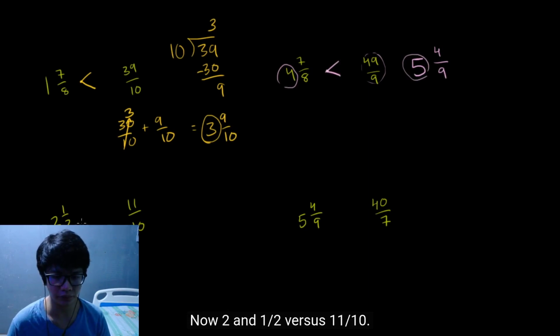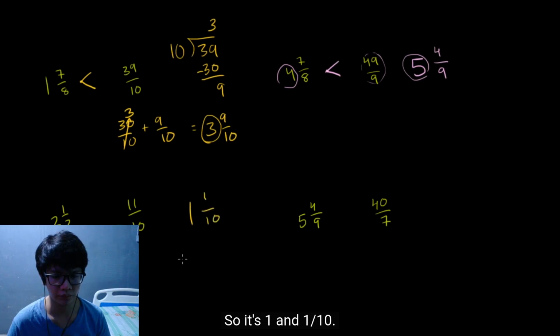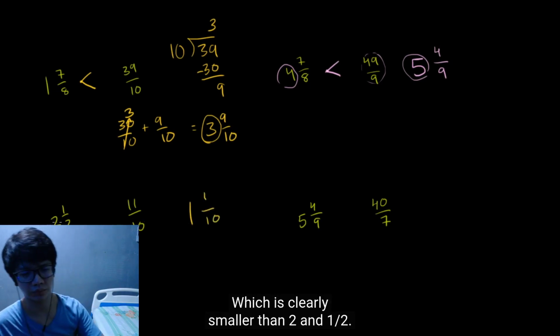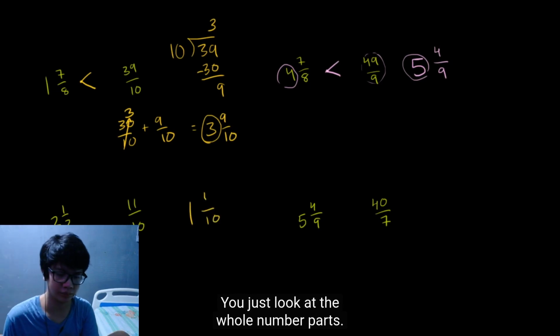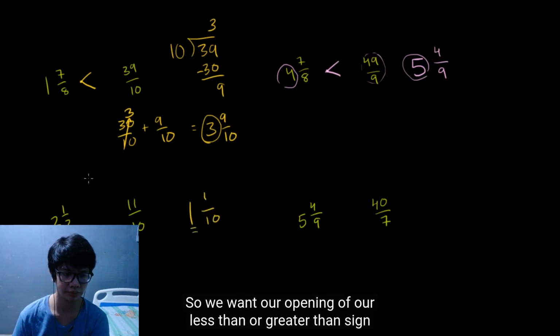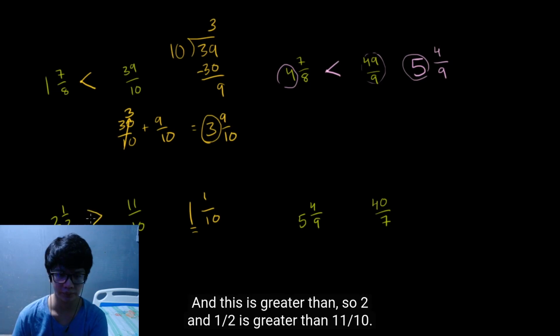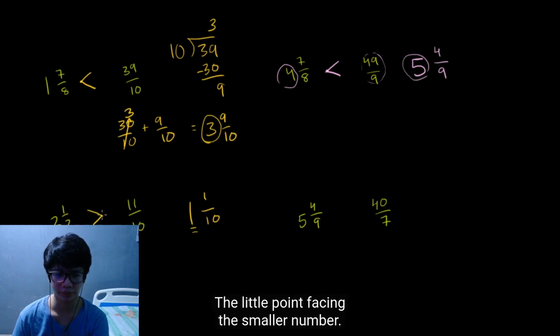Now, 2.5 versus 11/10. 10 goes into 11 only one time, and if you care about the remainder, it's 1. So it's 1 and 1/10, which is clearly smaller than 2 and 1/2. You just look at the whole number parts. 2 is clearly larger than 1. So we want the opening of our less than or greater than sign to face the larger number. So we would write it like this, and this is greater than. So 2.5 is greater than 11/10. The little point facing the smaller number.